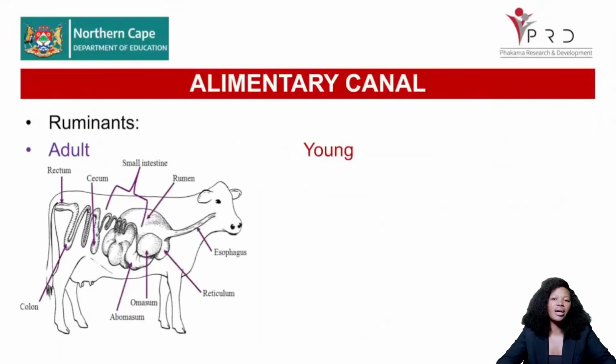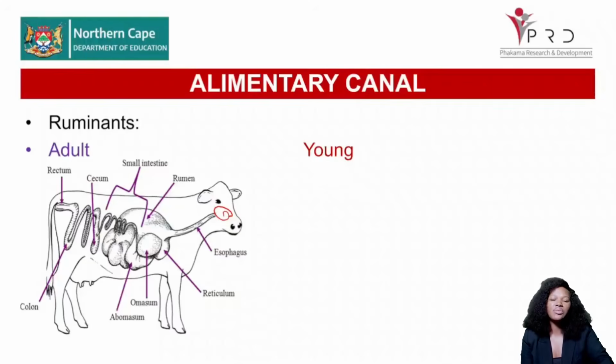Now let us look at the alimentary canal of an adult ruminant, the one that is consuming or feeding on roughages. Firstly, it has a mouth. In the mouth, we have teeth. Even though they are complete, they lack canines. There are premolars, incisors, and molars as well, right? There is saliva secreted by various salivary glands, and there is also a tongue responsible for various functions.